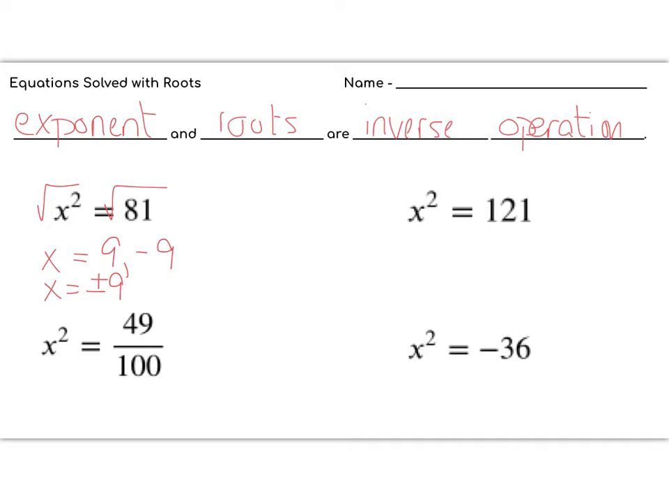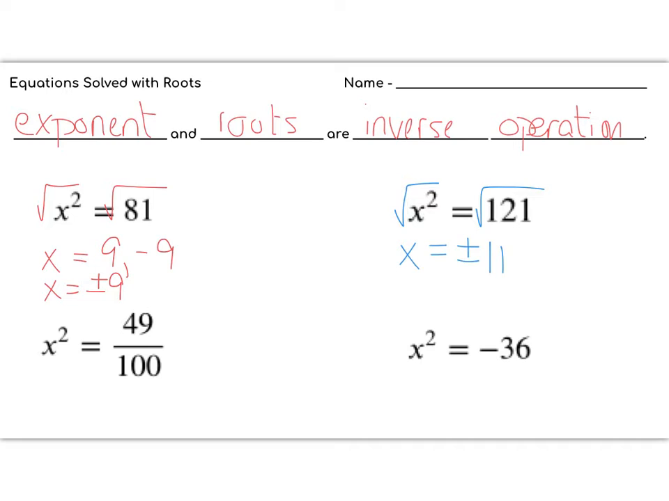So the next one says x squared equals 121. Well, the inverse operation to squaring is taking the square root. So we're going to take the square root of both sides. The square root of x squared, since those are inverse operations, we end up with x. And the square root of 121 is what? It's 11, but it can also be negative 11. So we have to say x is plus or minus 11. So remember that squared equations have two solutions.